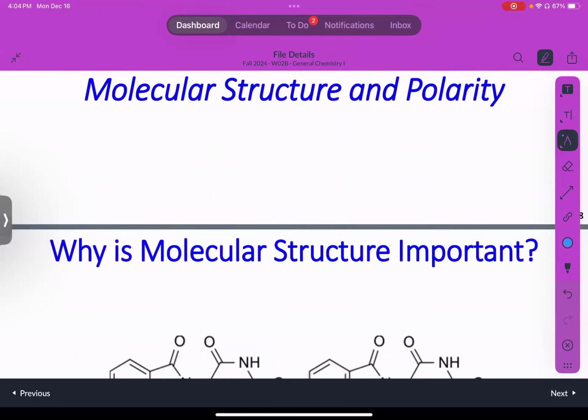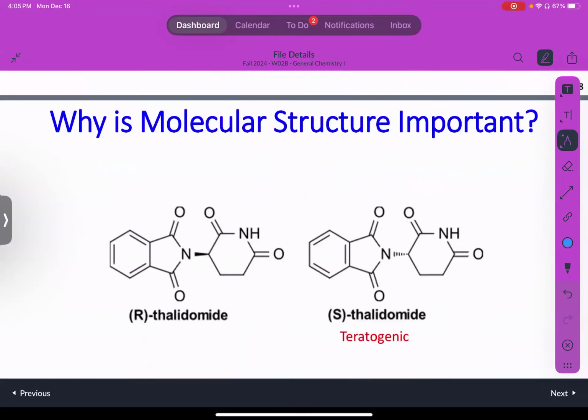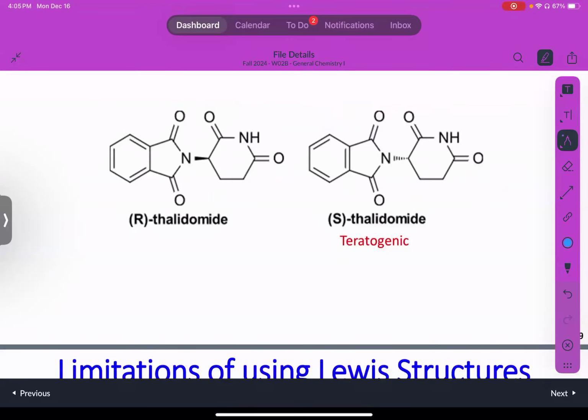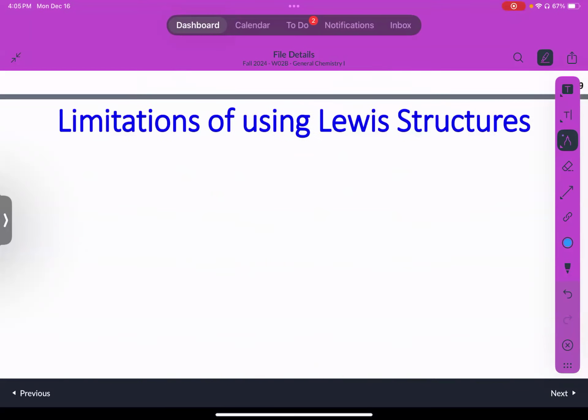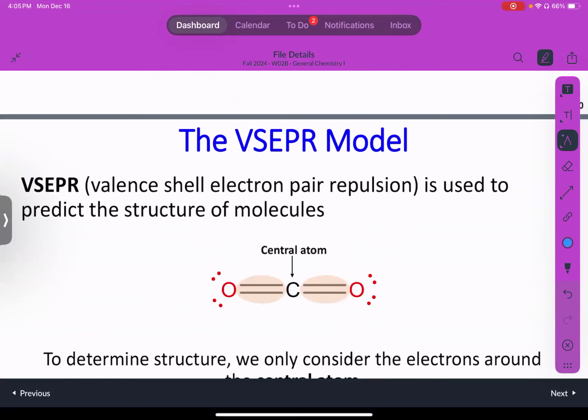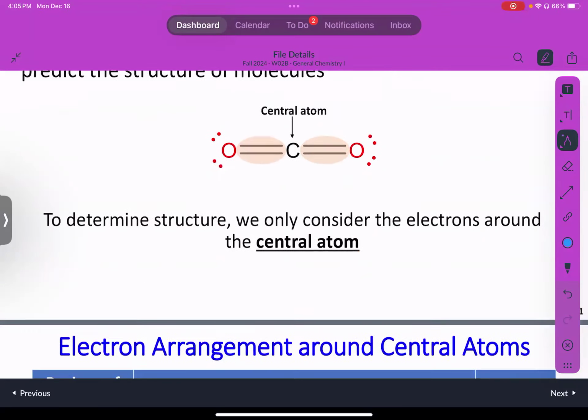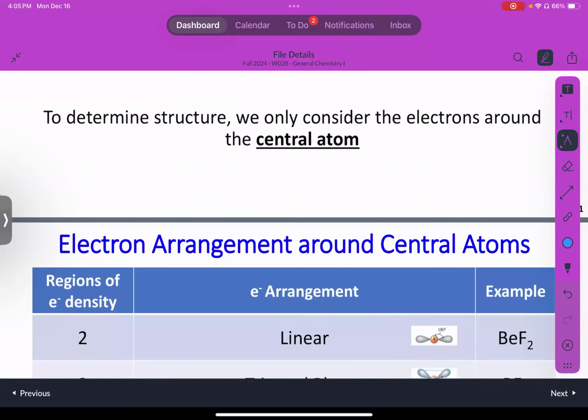So this is about molecular structure and polarity. This is something I learned in Orgo, like the R and S configuration. You don't need to know that now, I'm just pointing it out because it's kind of cool. This is the VSEPR model. It's really important because it helps predict the polarity of molecules.